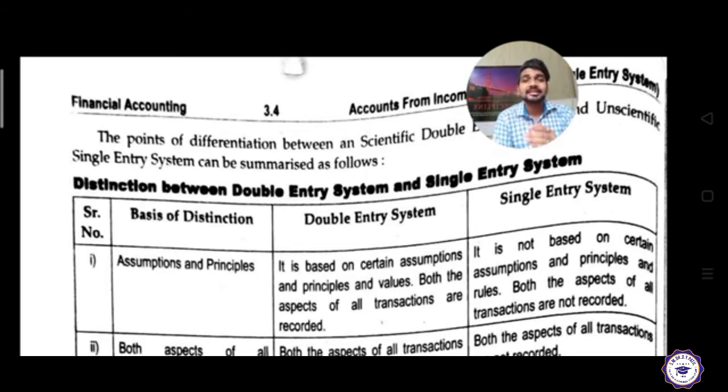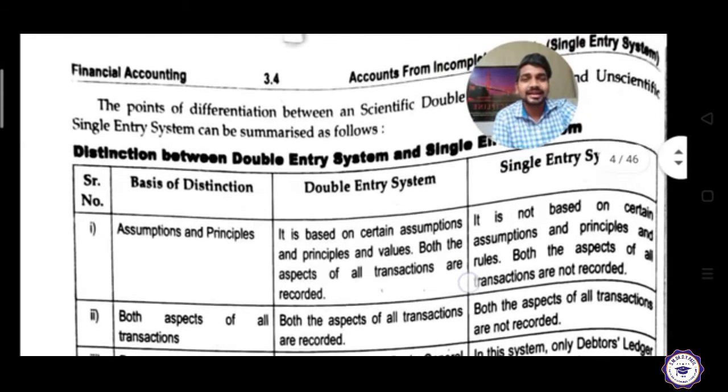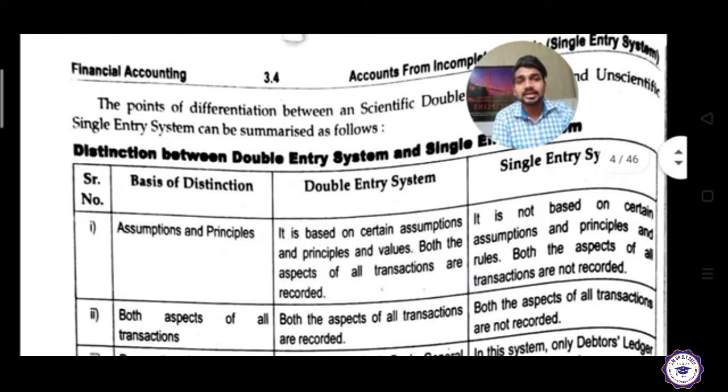So students, now let us see the distinction between double entry system and single entry system. Let us see the assumptions and principles of double entry system as well as single entry system. In double entry system, it is based on certain assumptions, principles and values. Both the aspects of all transactions are recorded. And in single entry system, it is not based on certain assumptions, principles and rules.